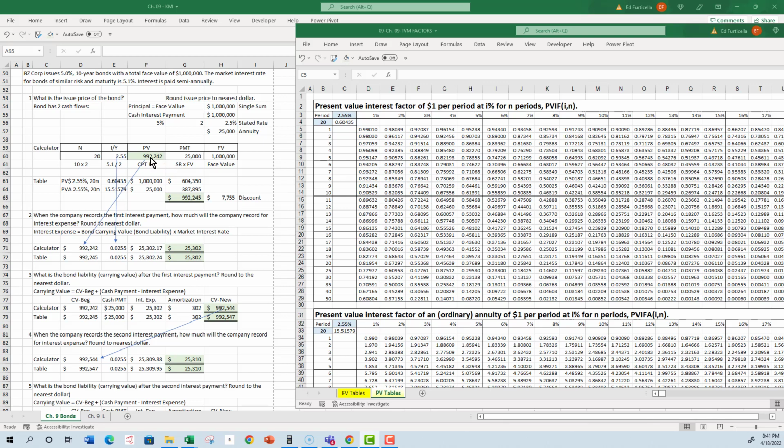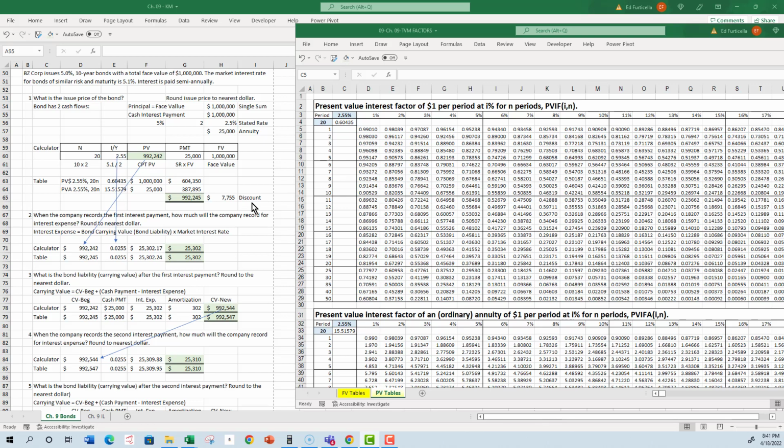The reason for that difference is because calculators do not truncate any information, where tables truncate everything. The difference between the face value and the price of the bond is $7,755. That difference is referred to as a discount. In other words, investors gave us less for our bond than the face value.